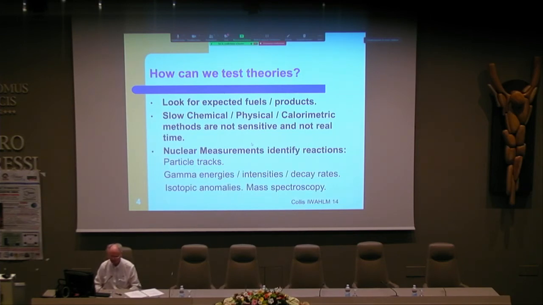We could use gamma ray spectrometry to measure gamma energies, intensities, and any decay rates, if indeed it is a decay. They might be prompt gammas, of course. We could look for isotopic anomalies by mass spectroscopy.